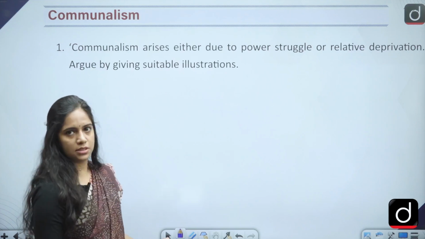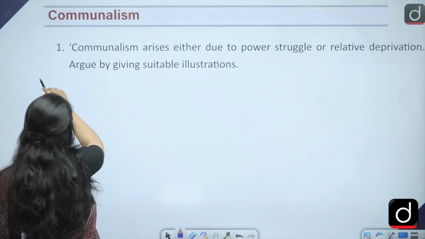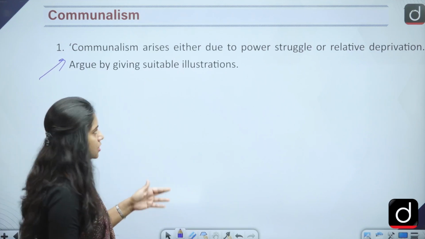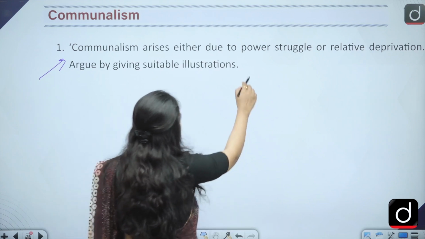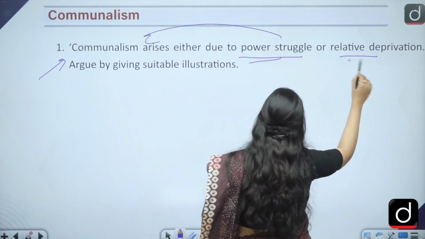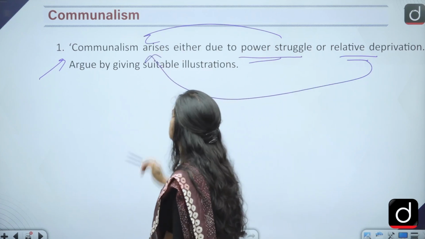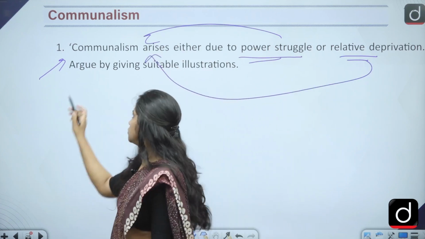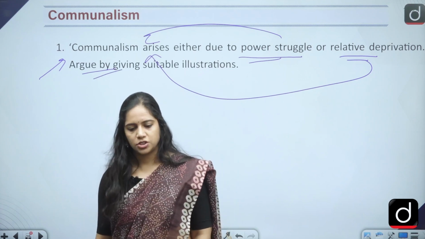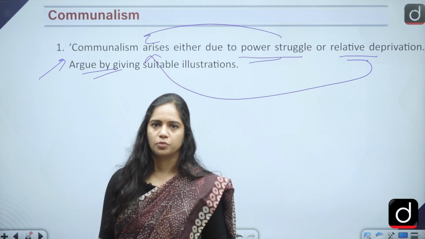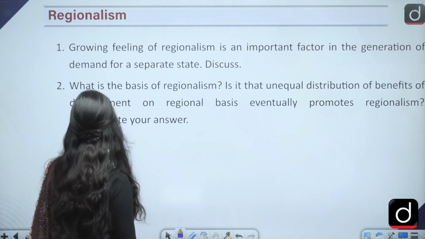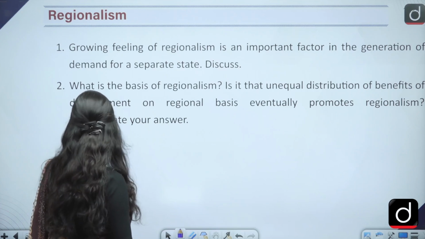Communalism is part of your syllabus, and the question has been asked: communalism arises due to power struggle or relative deprivation. You need to understand how power struggle is leading to it and how deprivation is leading to it, and whether it is really one or the other. They have asked you to argue by giving suitable illustrations. You can conclude with a balanced viewpoint. Okay, so these are the kinds of questions that are asked in society.